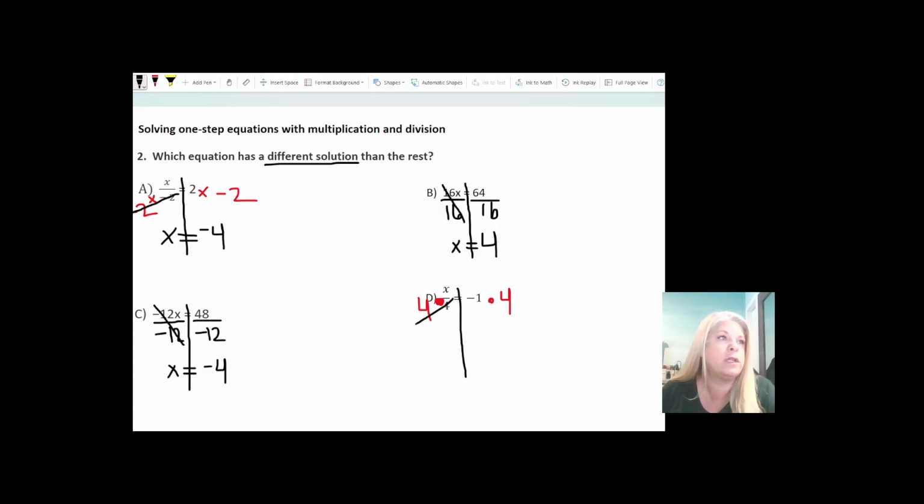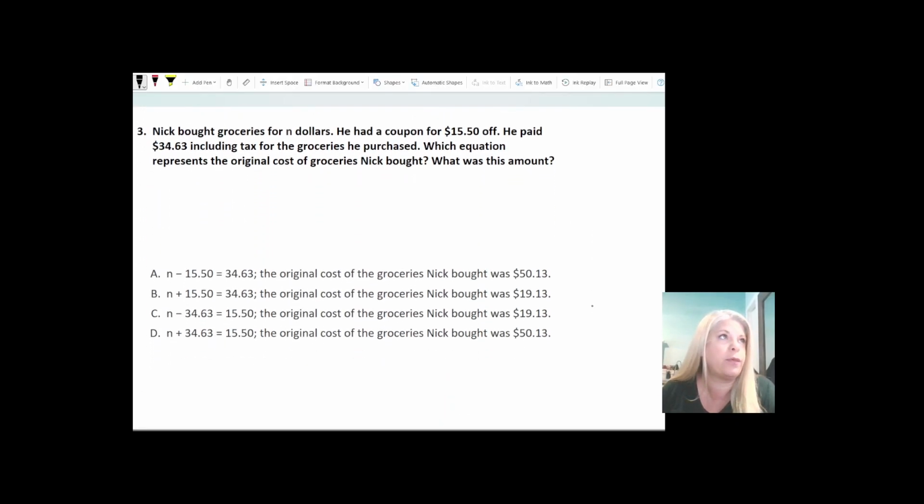So these 4s cancel each other out. We're left with x. And -4 times -1 times 4. 1 times 4 will give us 4. Since the signs are different, it is negative. So we've got negative, negative, negative, and the only one that is different from the rest would be option B because it is positive. All right, going on to number 3.